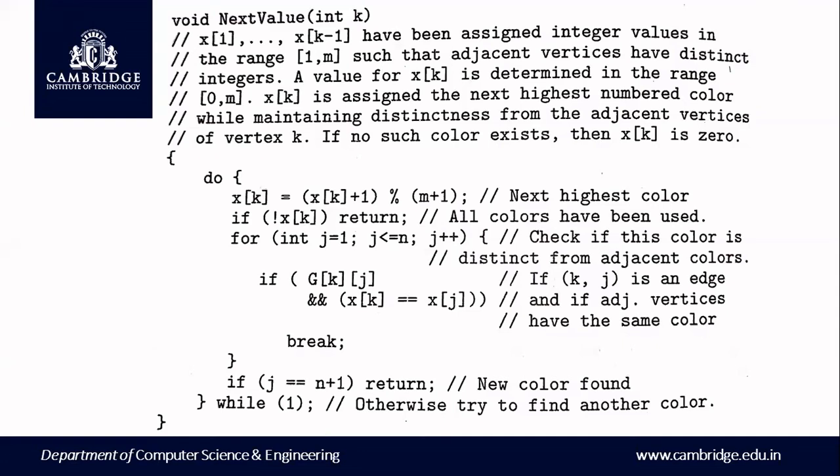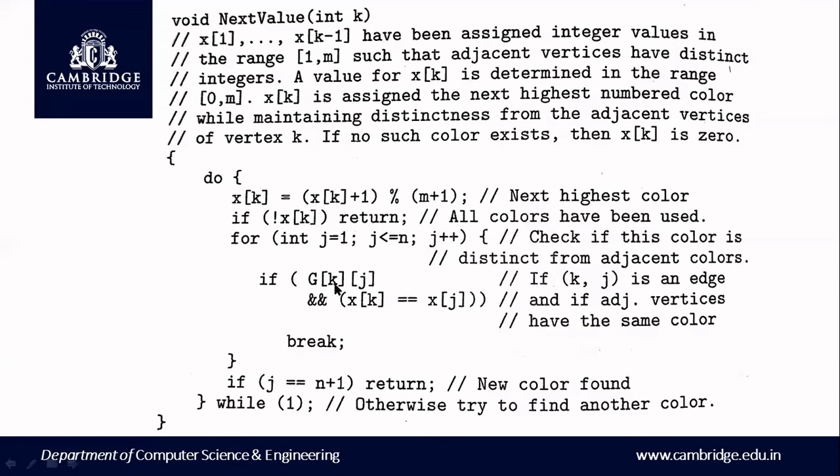Then if that assignment leads to no color, that is nothing but it keeps on checking all possible colors and is unable to do it, it goes to 0. If x of k becomes 0, then it means you have used all possible colors, there are no more colors to check, so you can return empty handed. If not, then we need to assign the colors.